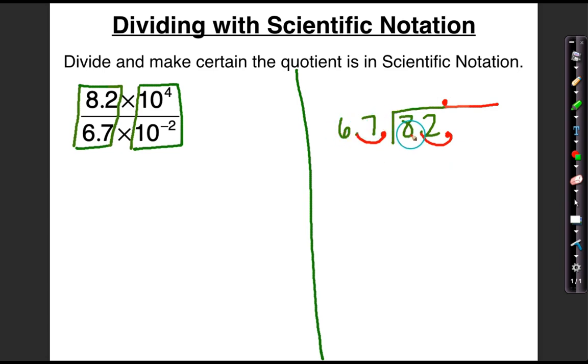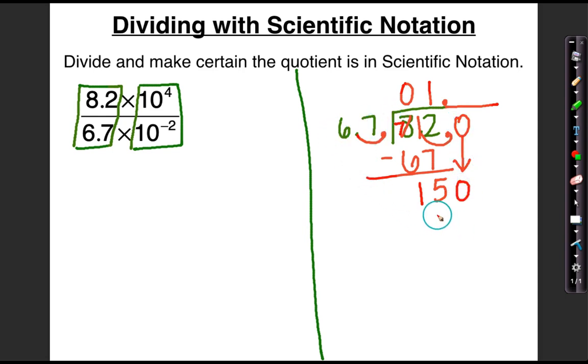Can 67 go into 8? No. So let's put a 0 up there. Can 67 go into 82? Yes. And hopefully you can see that it can go in once. So with that, we're going to go ahead and subtract. This is going to be a 12. We're going to borrow from here, leaving us with 15. Now, it obviously didn't go in nicely, so we're going to have to bring down a 0 and continue dividing.